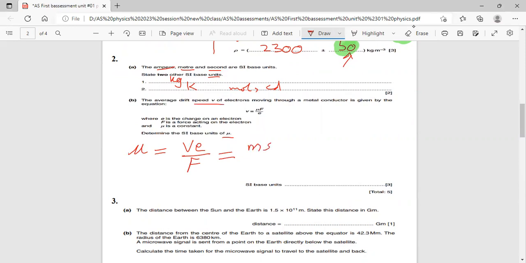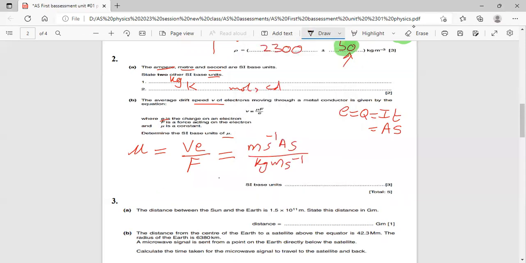For speed, it is meter per second. For E, it is charge. You know, E is charge and charge is IT. So I is ampere and time is second. So it is ampere second divided by force. Force is MA, which is kilogram meter per second squared.